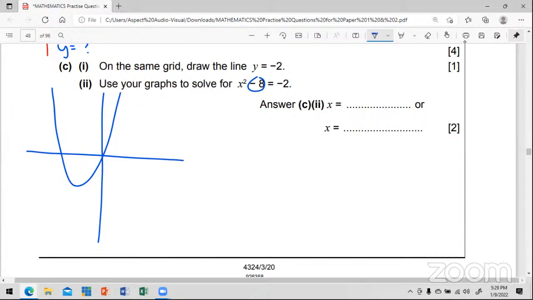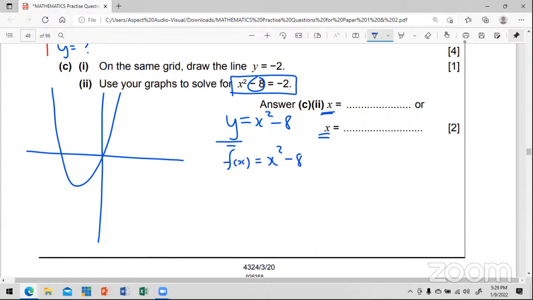Now they are saying, find the x values when you have this equation. Remember, this equation is the same as y is equal to x squared minus 8, or you could say f of x is equal to x squared minus 8. Now that y, or that f of x, is replaced with -2, even though it's on the other side. Those are things that we put there to confuse you.